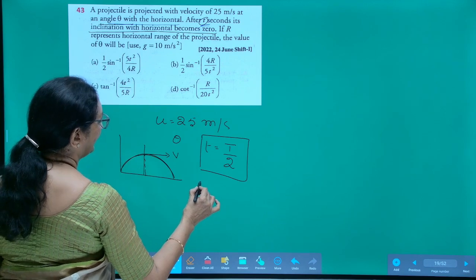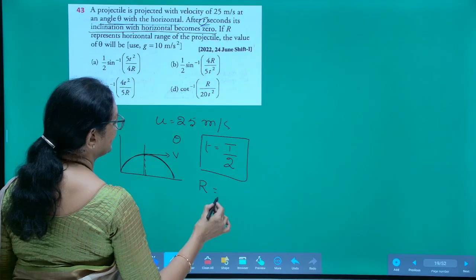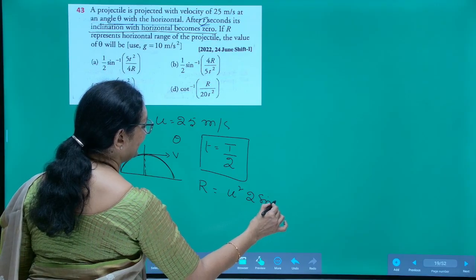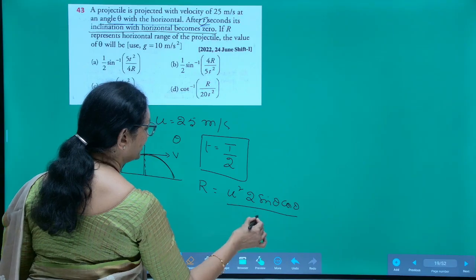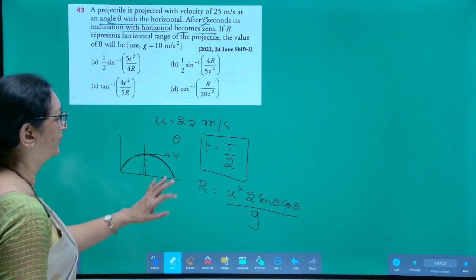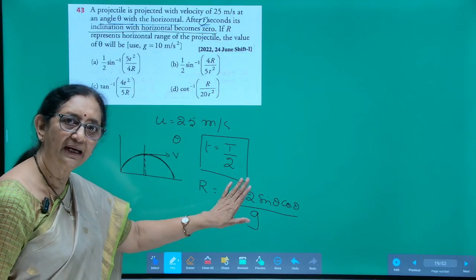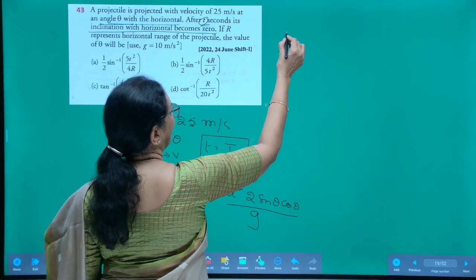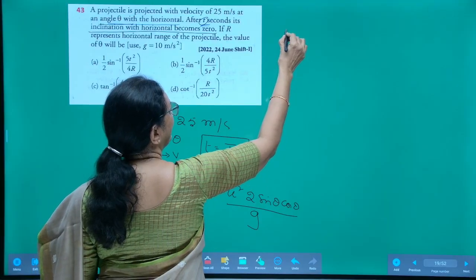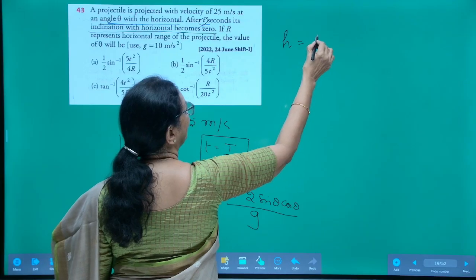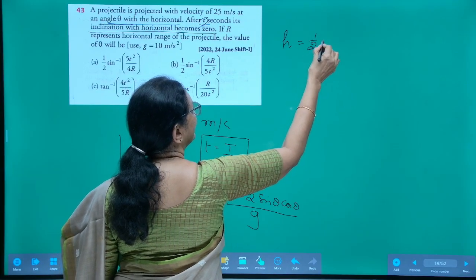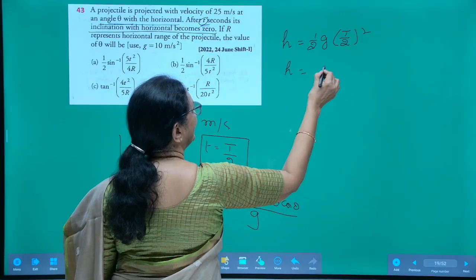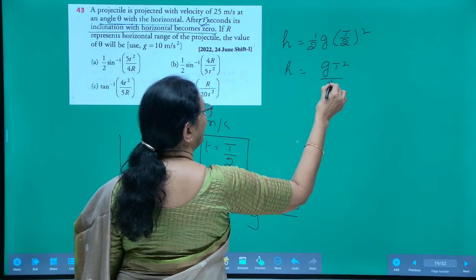Here the range formula is R is equal to u square 2 sin theta cos theta by g. Using this formula you can find out theta and all those things. You can do it that way, or otherwise we have this relation. I am writing different relations. The relation between height and time of flight is h is equal to half g (t by 2) whole square, which implies h is equal to g t square by 8.